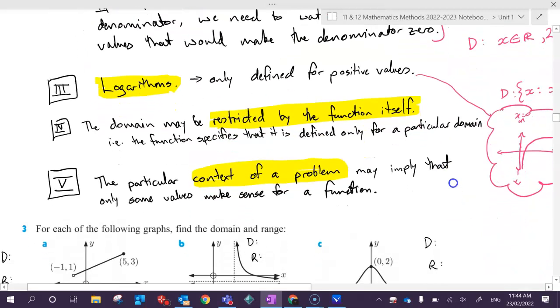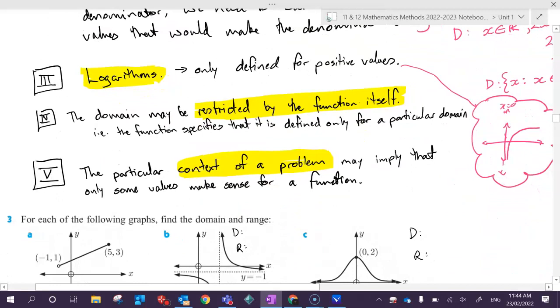Or it could be the context of a problem. I'm finding the length of a hypotenuse of a right-angled triangle. Does a negative value make sense? I could be talking about the position of a ball that's been launched by a golfer and they've hit it off the ground. Would time being negative make sense then? No, because the function's only defining it for once the ball's hit. So for time greater than or equal to 0. So it could be the context of a question that does that.